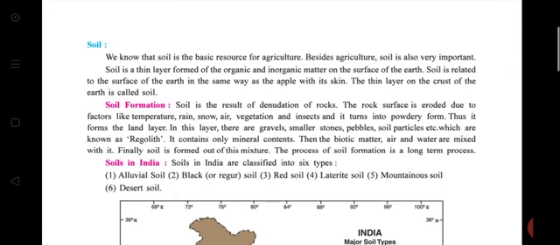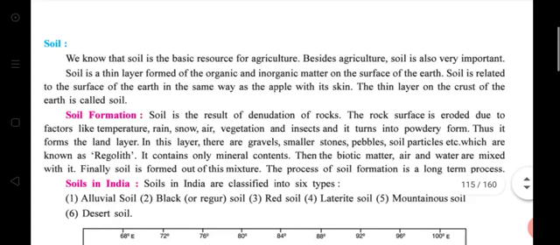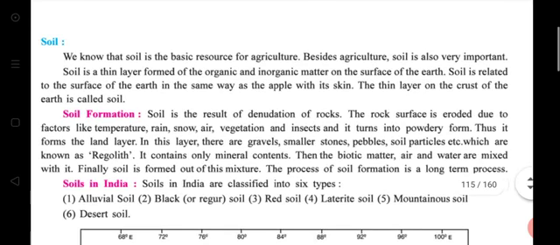Now we are moving to the next topic, classification of soil in India. But before that, you read these two paras. The first para is the importance and usefulness of soil, and the second is soil formation. Just read it for 2 to 3 minutes.